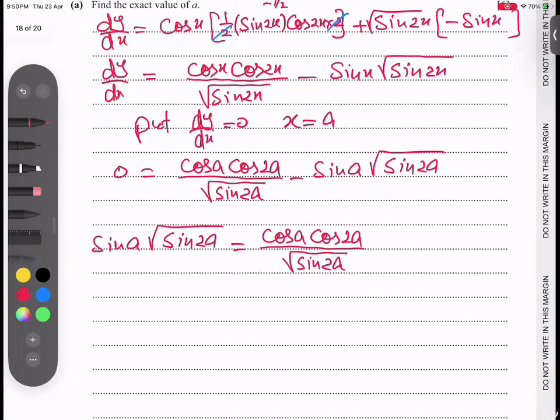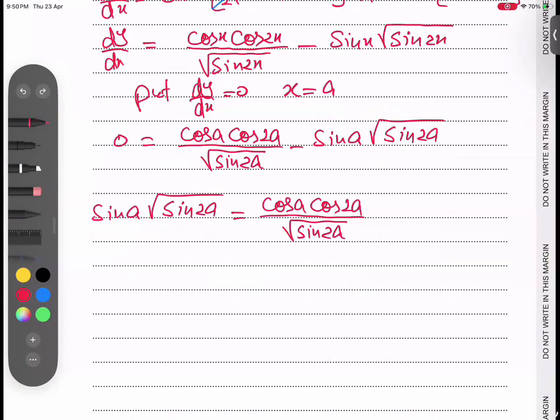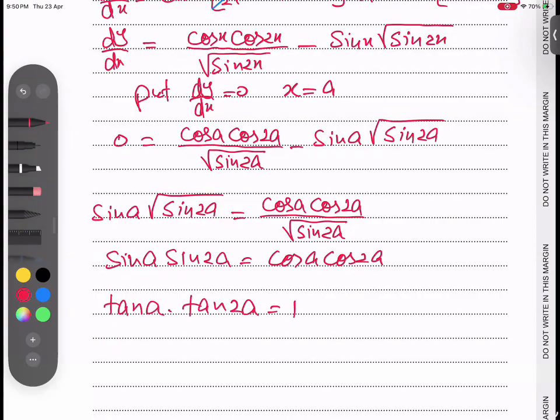Now, so what to do? This multiply and sine roots cancel out. I get sine A and sine double A equal to cos A and cos double A. So now we have one choice, students. What is that choice? You can see we have to make a tan and cos go under it. We'll get tan double A. So tan A goes down. So I get tan double A is equal to 1. And this part is clear.